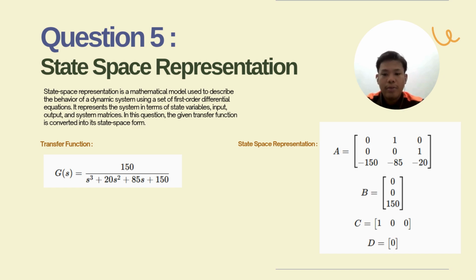The state variables are defined as x1, x2, and x3, which represent the output and its first and second derivatives. The state space matrices obtained are: matrix A describes the relationship between the state variables, matrix B represents the system input, and matrix C represents the system output. And the last one, matrix D, is equal to 0 because there is no direct transmission from the input to the output. Therefore, the complete state space model of the given transfer function has been successfully obtained.